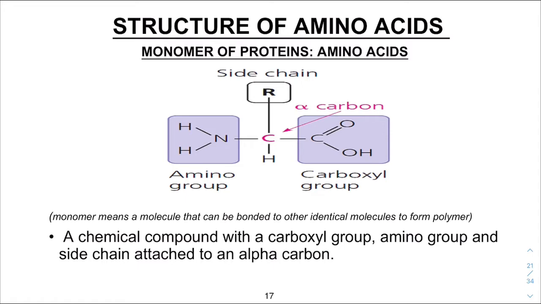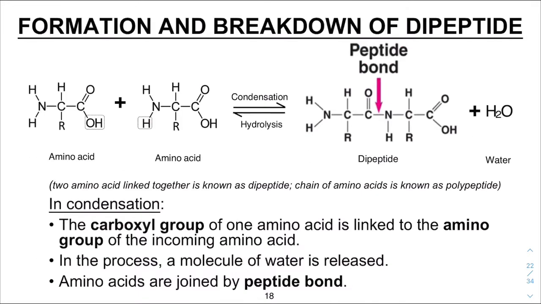So amino acid is a compound with a carboxyl group, amino group, and side chain attached to an alpha carbon. So kita ada alpha carbon di sini. Alpha carbon ini attached to carboxyl group, COOH, amino group, NH2, side chain. So side chain is represented by R lah. Okay, diwakili oleh letter R. So nanti kita akan tengok bentuk-bentuk side chain ini. Okay, so ini adalah rupa amino acid. So kalau nampak NCC itu adalah amino acid. Okay, so next kita akan tengok formation and breakdown of dipeptide dulu.